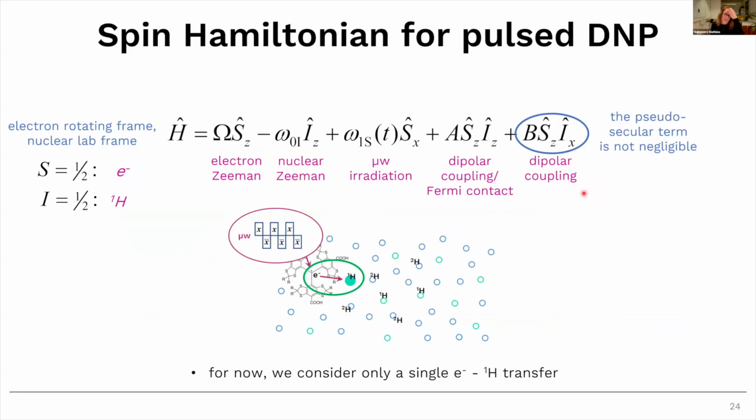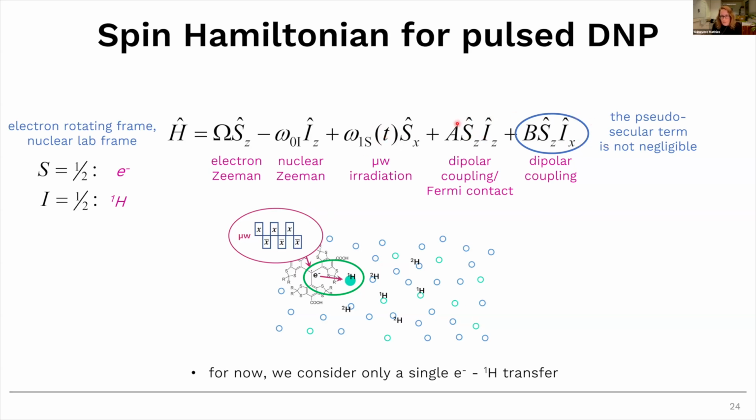Okay, so how do these sequences work? So the spin Hamiltonian that we need to describe these sequences is actually fairly straightforward. So we can just consider an electron coupled to a proton. And so I've already performed here a transformation to the electron rotating frame, but I'm still in the lab frame. So I have here an electron Zeeman term, and this capital omega is my microwave resonance offset. I have a nuclear Zeeman term. I have microwave irradiation, in this case along the X direction, which can be time dependent. After all, we're applying a pulse sequence.